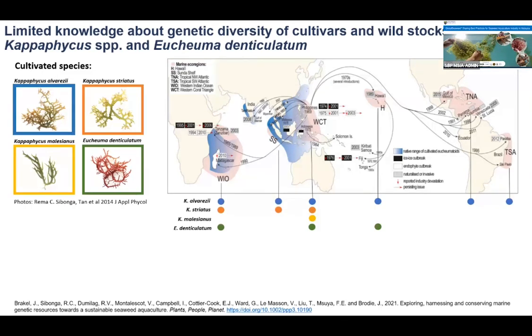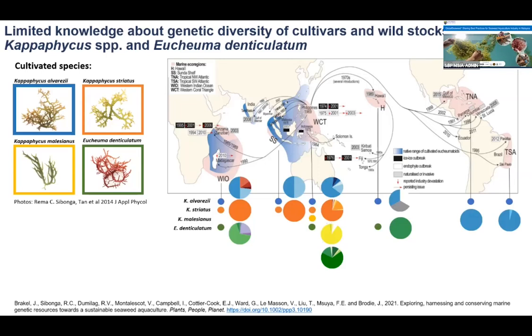We also reviewed for each species and each area how many different genotypes were detected. This is indicated by these pie charts, where every color points out a different genotype. As I mentioned before, the distribution here does not reflect their natural distribution, but also includes the history of introductions. Yet we can see that the Western Coral Triangle and the Western Indian Ocean contain unique genotypes.